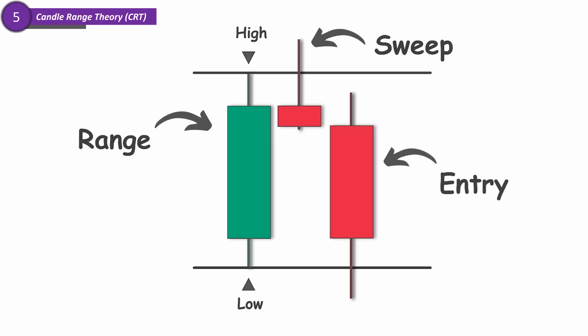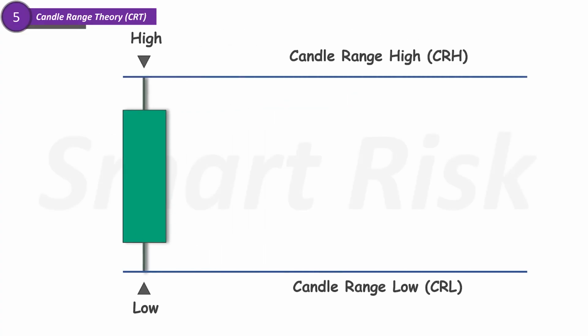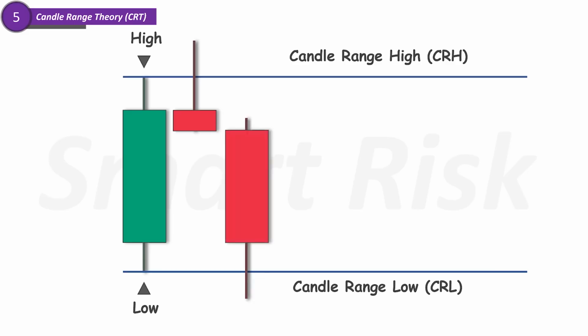Let's break this down step by step as a concept. Starting with the first candle, the candle range theory suggests that every candle's high and low act as the most important liquidity levels that the following candles will use as targets. If the second candle attacks the liquidity above the candle range high and immediately reverses, there's a high probability that the next target will be the liquidity below the candle range low.